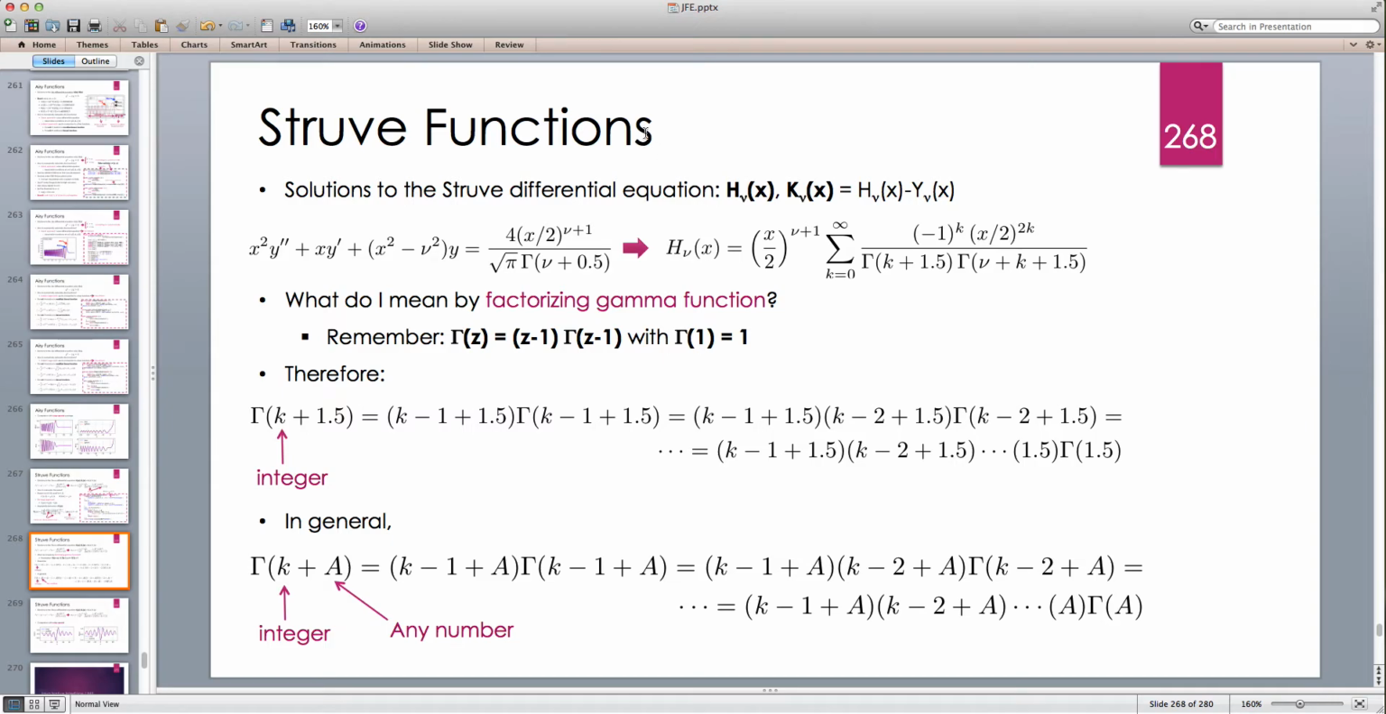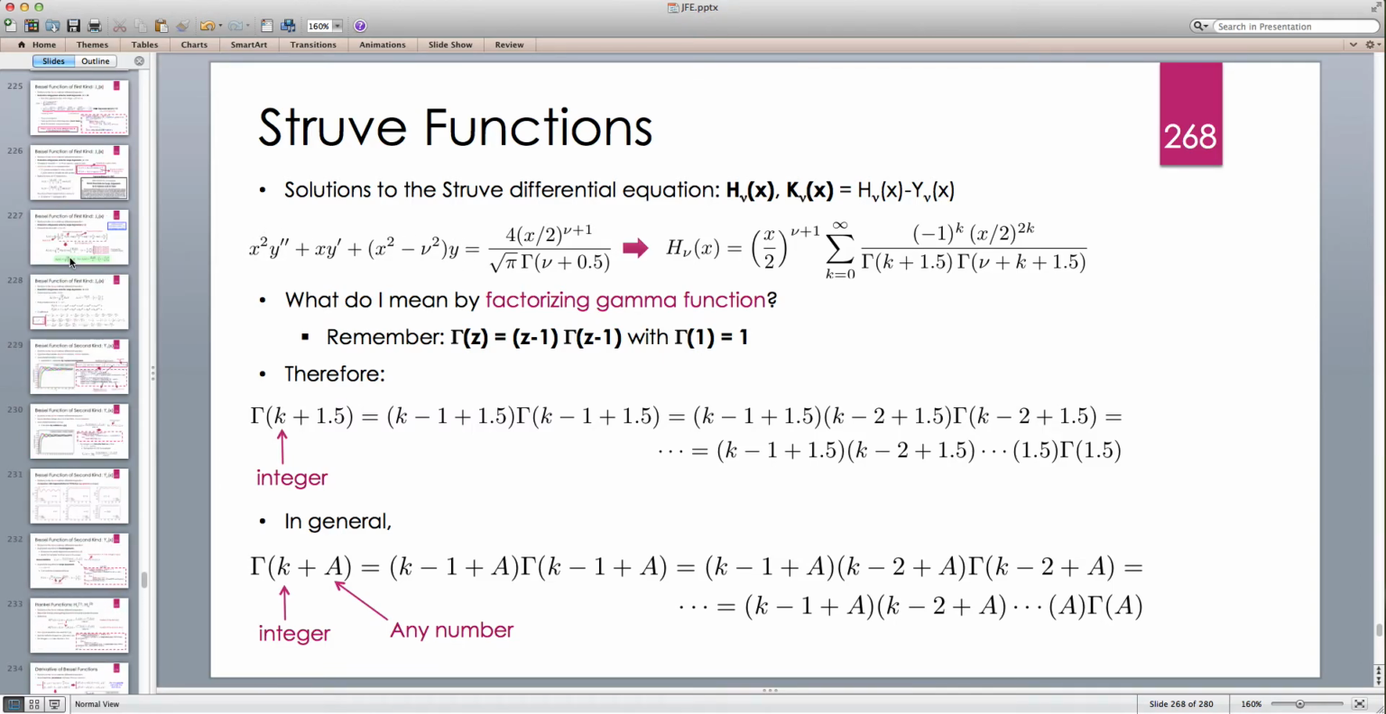So the Struve functions, just like most of the special functions, are solutions of a differential equation. And for Struve functions, we have the Struve differential equation: x squared y double prime plus xy prime plus (x squared minus nu squared) y. So this is very similar to the Bessel differential equation.